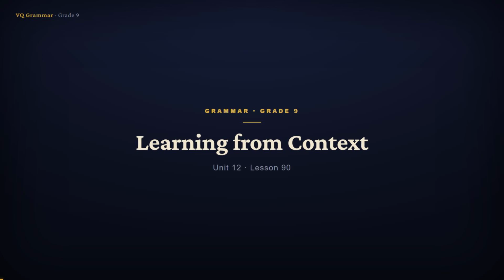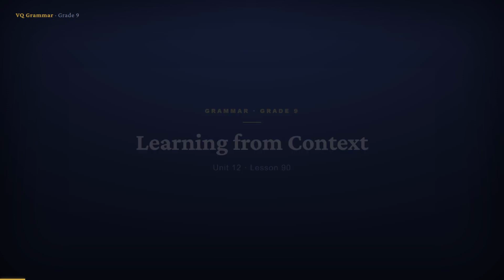This is Unit 12, Lesson 90, and today we're going to pick up a skill that quietly powers all of your reading, figuring out a word's meaning from its context. You won't always have a dictionary handy, but you will almost always have the sentence around the word. And that sentence, it turns out, is usually full of clues. Let's learn how to read them.